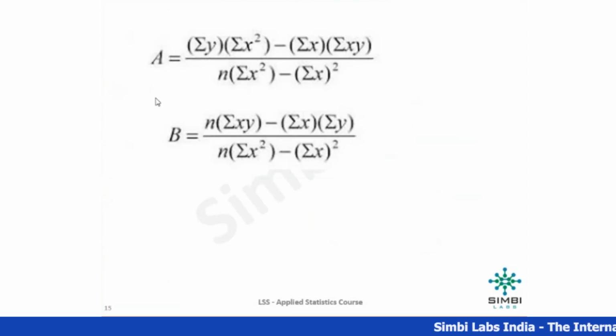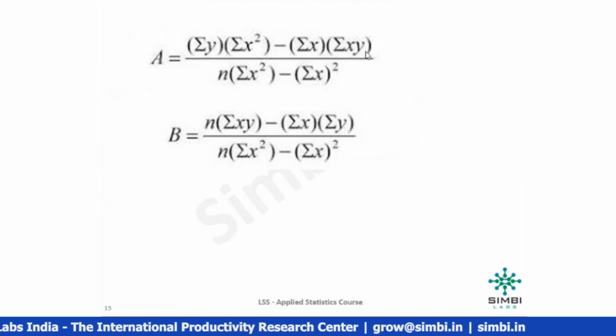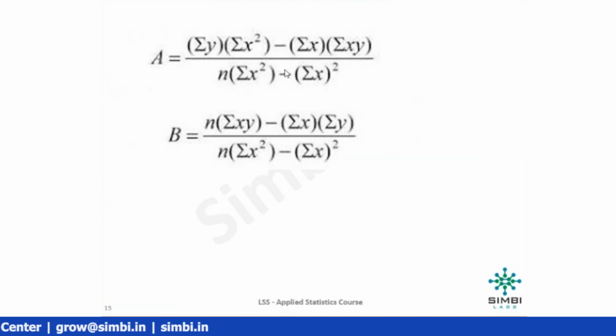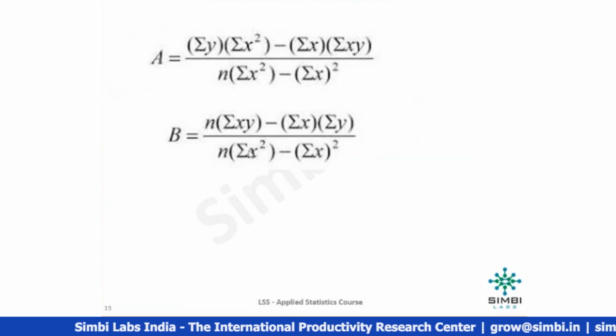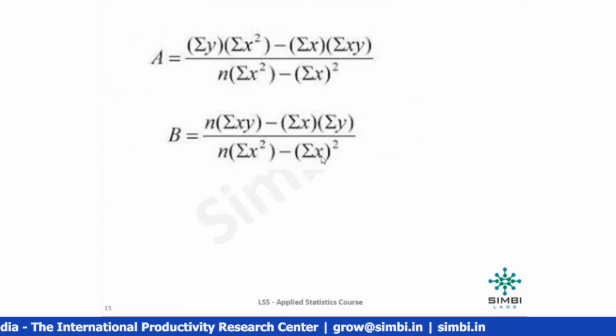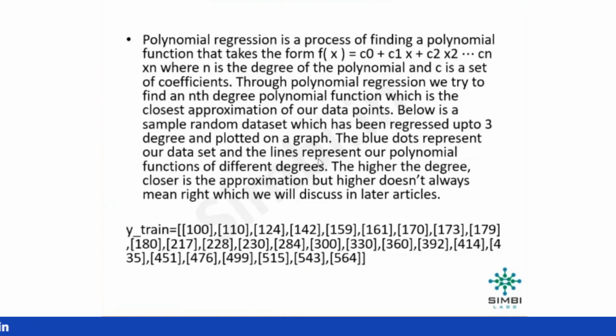And also the formula we can apply based on the data: a equals summation y into summation x squared, minus summation x into summation x y, whole divided by n of summation x squared minus summation x whole squared. And for b: n of summation x y minus summation x into summation y, whole divided by n of summation x squared minus summation x whole squared. So these formulas we can use to calculate the polynomial functions.